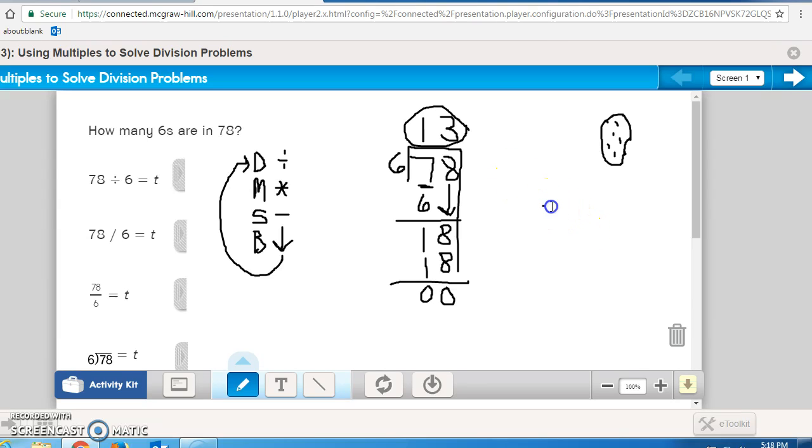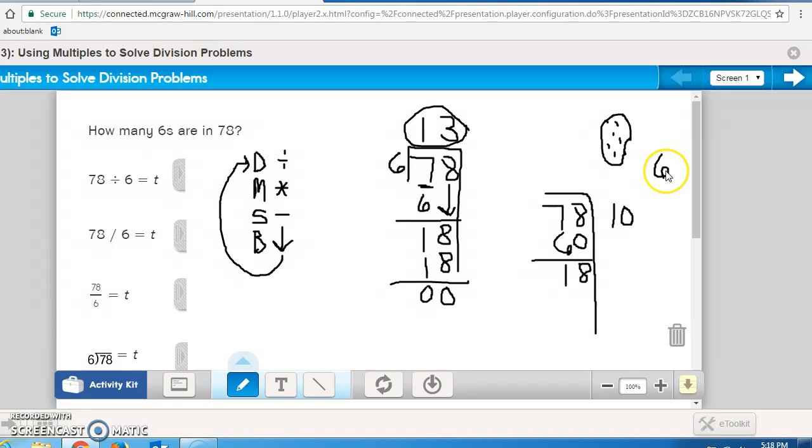Another way to do this problem is to do it as such. And remember, I'm still dividing by 6. How many groups of 6 can I get into 78? Well, an easy number for me to figure is 10. So now I multiply 6 times 10. Well, that's 60. Now I subtract again.